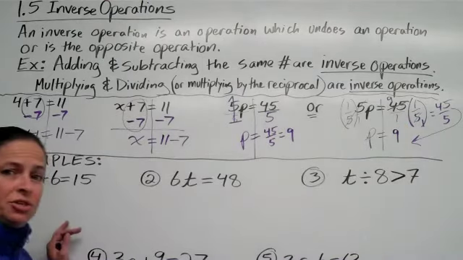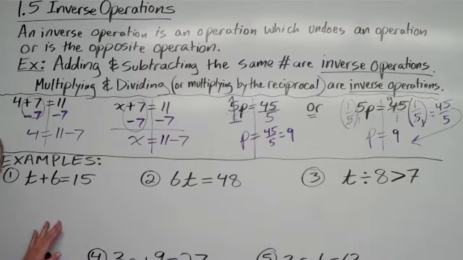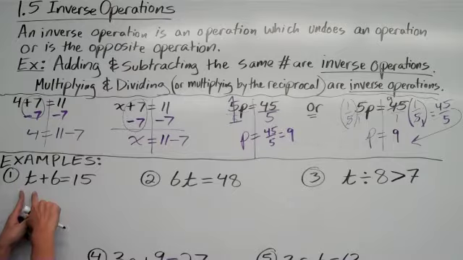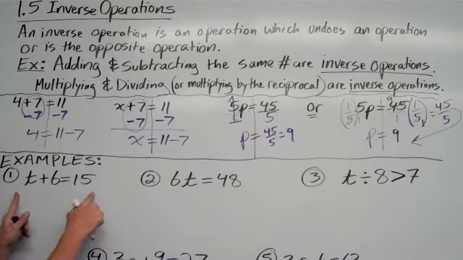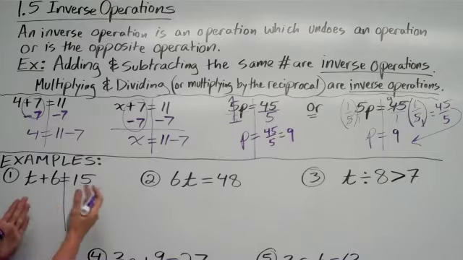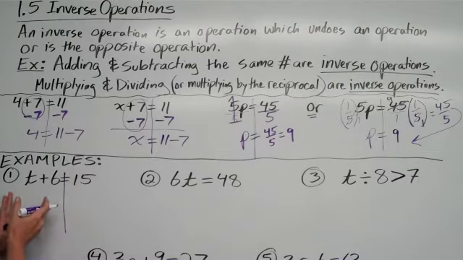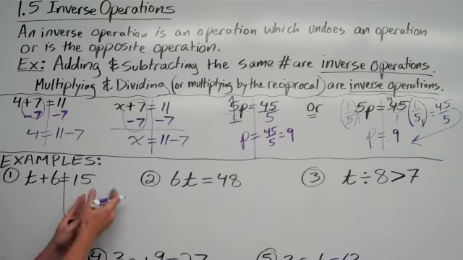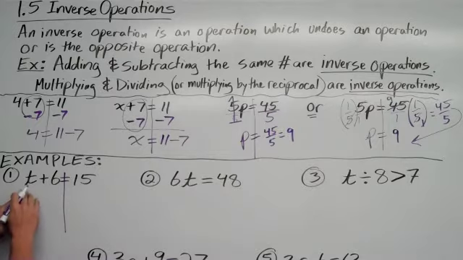Our goal here is to do inverse operations in order to get the variable by itself. So I have for number 1, t plus 6 equals 15. At the equal sign, I'd like you to build a fence so that you're doing the same thing to both sides of the equation. So this side will always be equivalent to this side. So my goal is to get the variable by itself. So I have t and I have plus 6.